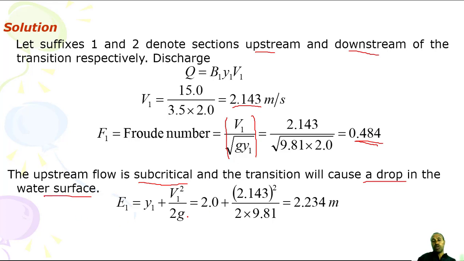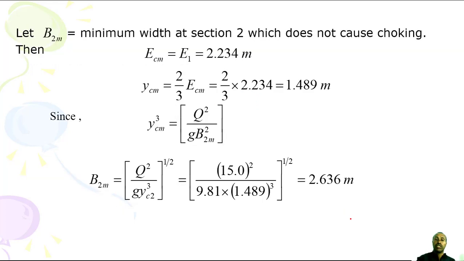So you can compute now. So E1 will be Y1 plus the kinetic head. Then you substitute the values. Then you get this result. Then once you have this, let us find the minimum width at section 2, which does not cause choking. Then let us calculate ECM, which is the minimum specific energy, equal to E1, 2.234 meter. Then you can have YCM, 2/3 of ECM. Then you have the critical depth, this one.